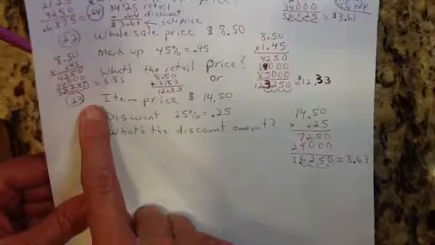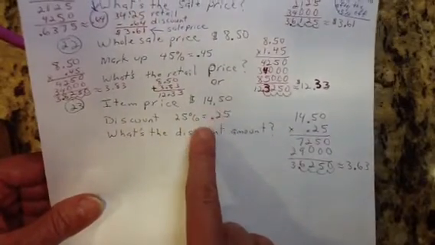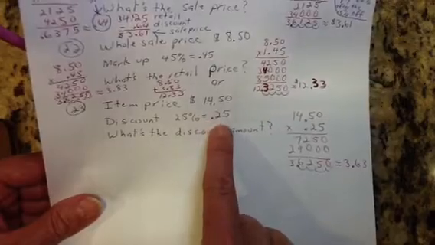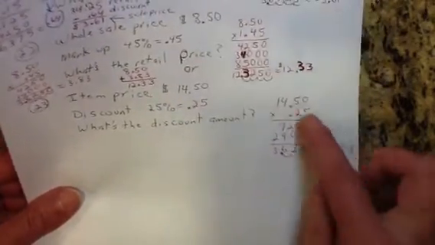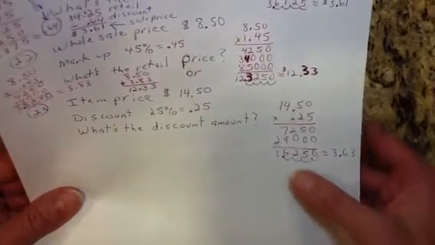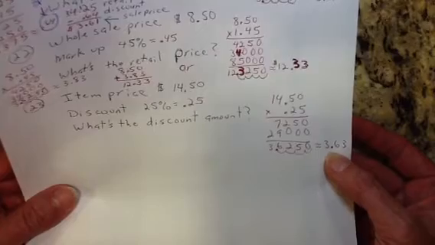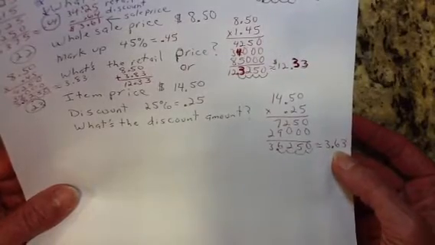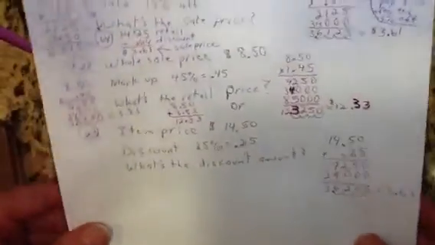Alrighty, the last one, 23. $14.50 is the item price. The discount's 25%. I change it to a decimal. What's the discount amount? So $14.50 times 0.25. The discount amount is going to round to $3.63. Okay, show all this work on your practice test.